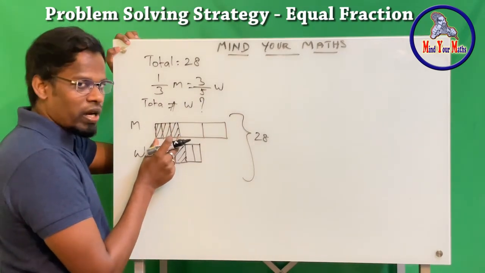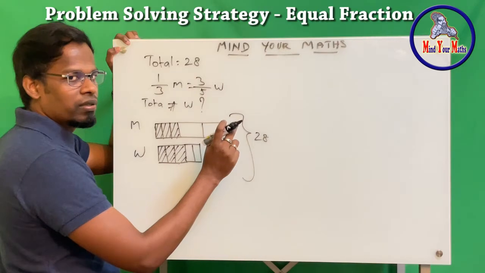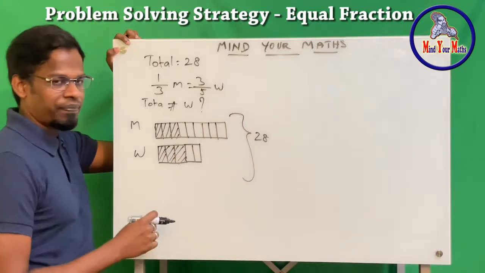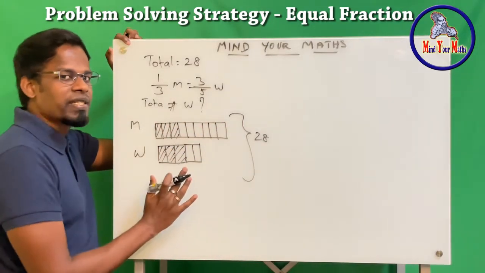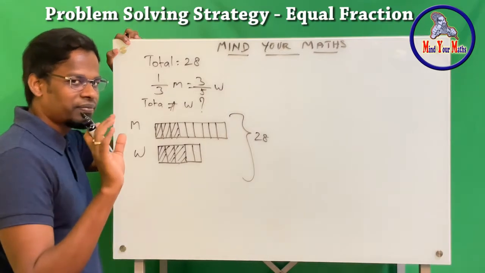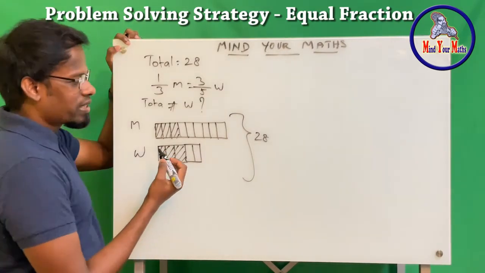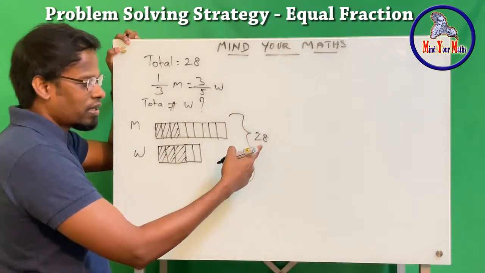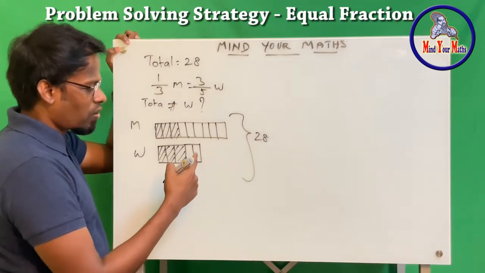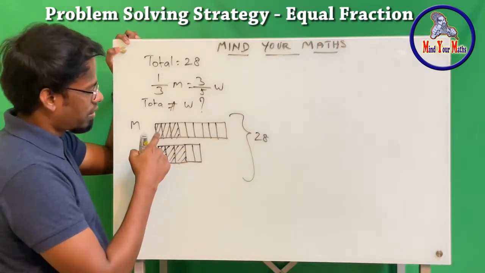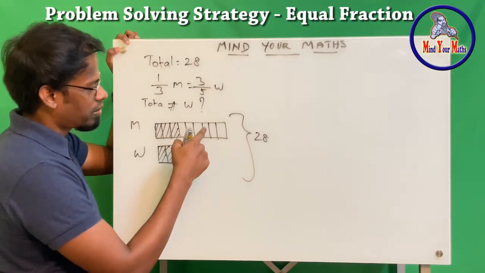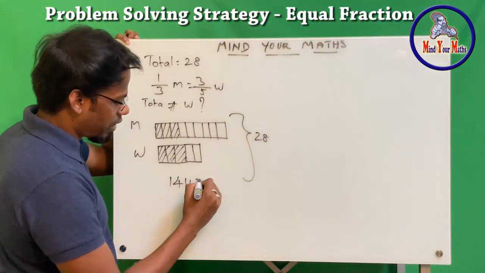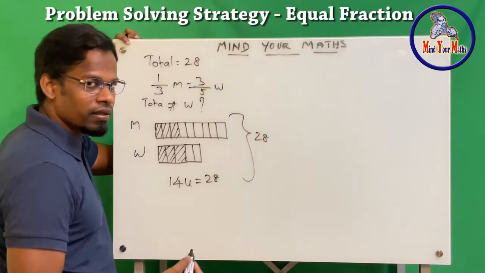Now because we split this 1 unit into 3, we have to split everything into 3 units. So now this one breaks into 3 and this one also makes another 3, right? So now all the units are the same size. So far okay? Now the total number of people is 28. How many units are there? Let's count it. Here it's 5, and then 5, 6, 7, 8, 9, 10, 11, 12, 13 and 14. So 14 units equals 28.